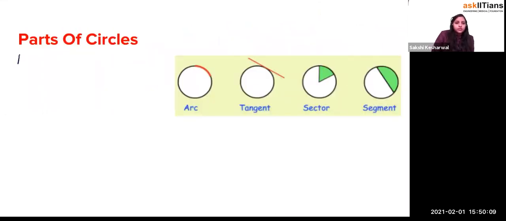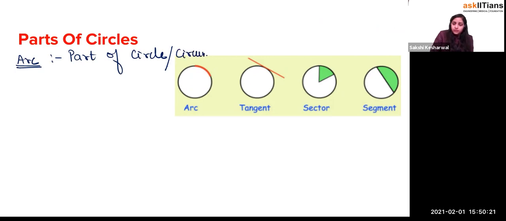Now, let's come to what we mean by an arc. So first, let me teach the arc. What is an arc? An arc is a part of a circle, a part of the circumference, I can say. The circumference is like this, right? If I take only this part of it, this is going to be an arc. If I take only this part, this is going to be an arc.